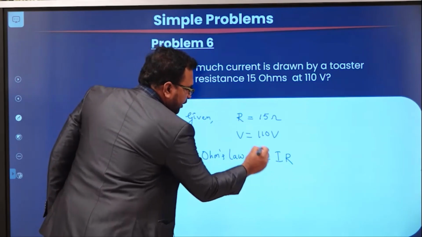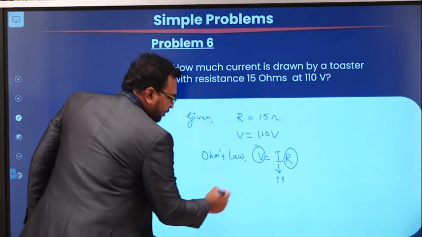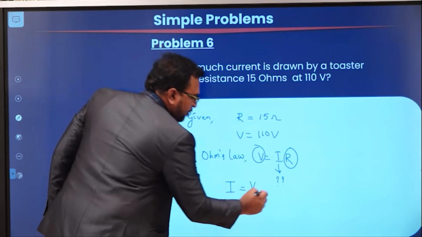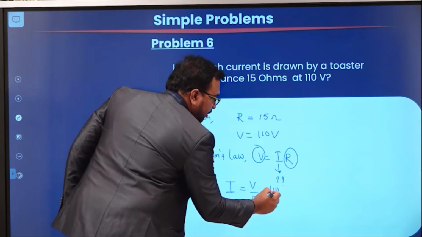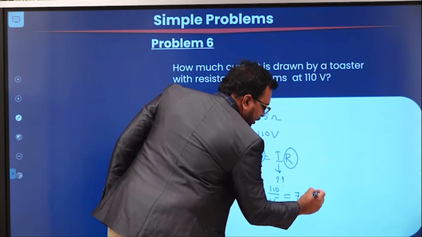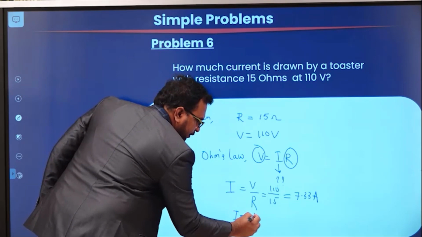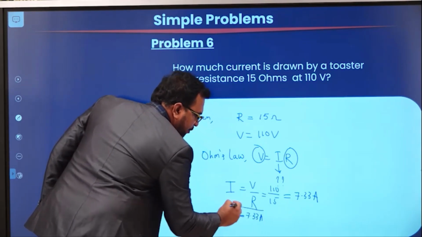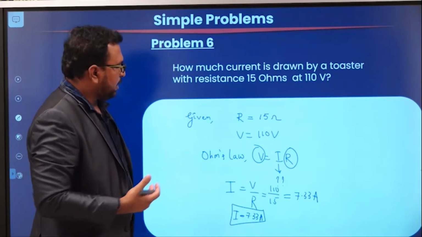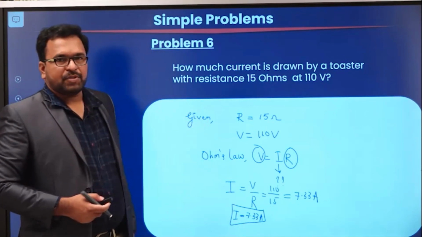Here we know the value of V and the value of R, and we don't know the value of I. Therefore the unknown quantity I is nothing but V by R. So V is 110, R is 15. So approximately the value of current is 7.33 amperes. So the value of I is 7.33 amperes. So this is how you are going to apply Ohm's law to calculate the unknown quantity. I think you are now very much clear about Ohm's law.